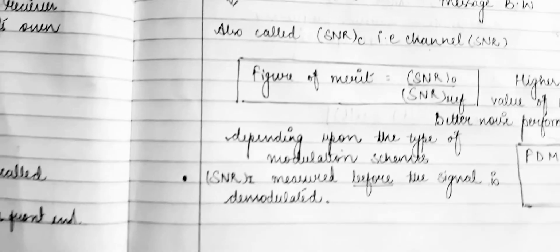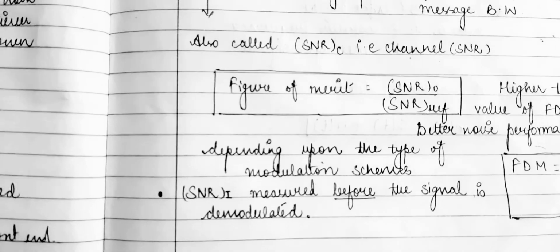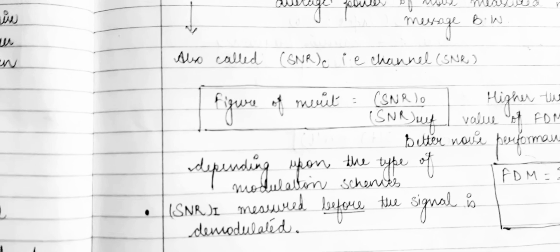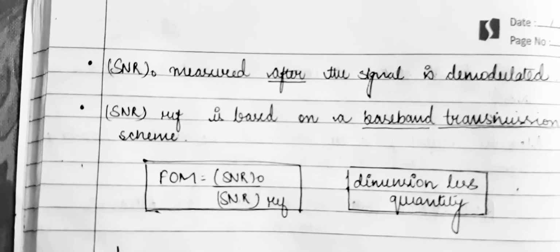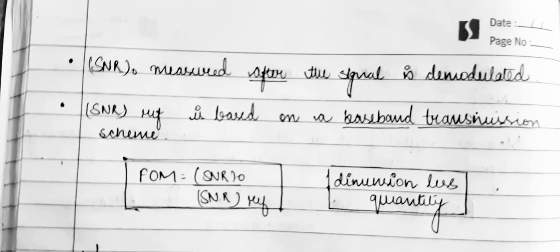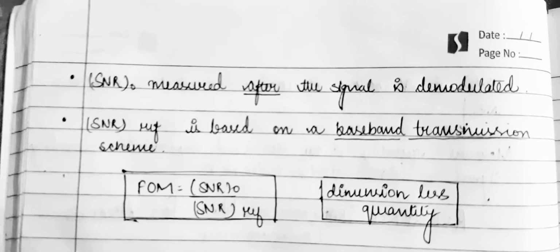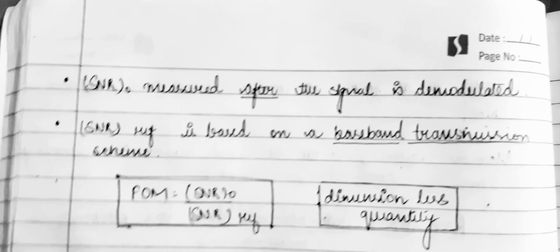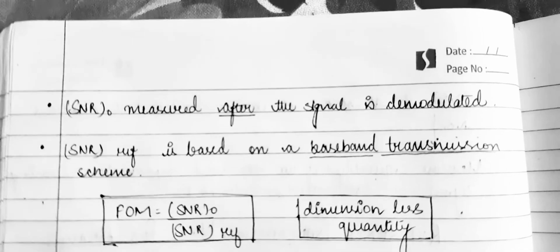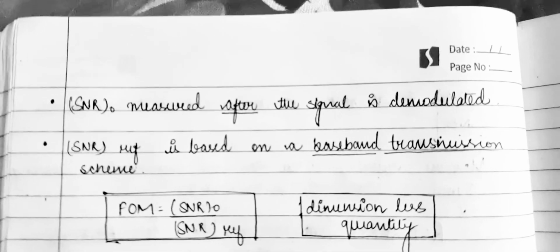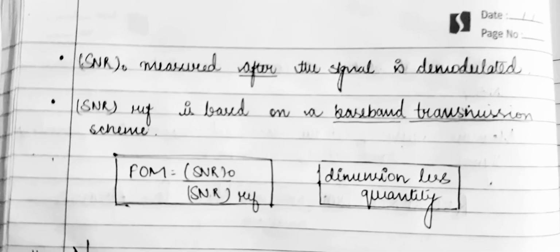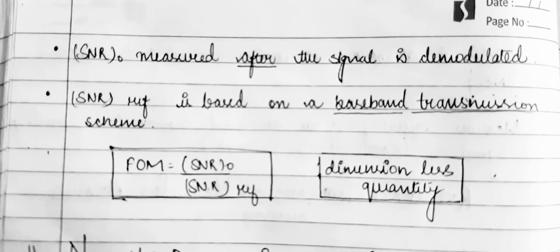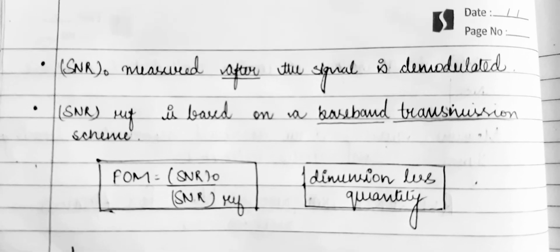Here the first one is the SNR input, which is measured before the signal is demodulated. Second, the SNR output, which is measured after the signal is demodulated. And the SNR reference is based on a baseband transmission scheme. So the figure of merit equals the SNR output over the SNR reference. From here we can see that it is a dimensionless quantity.